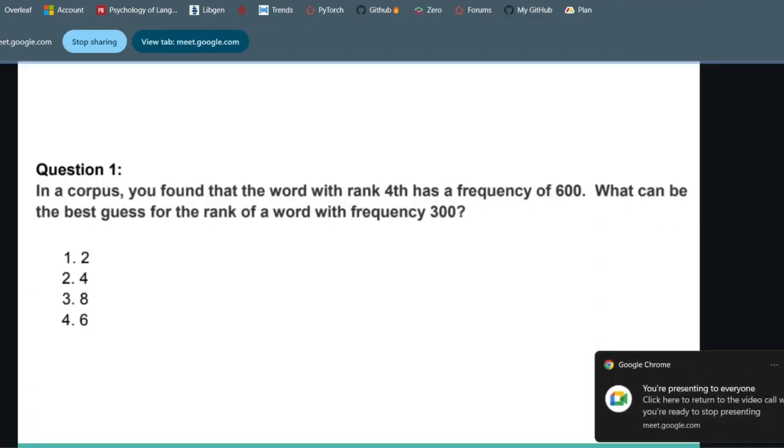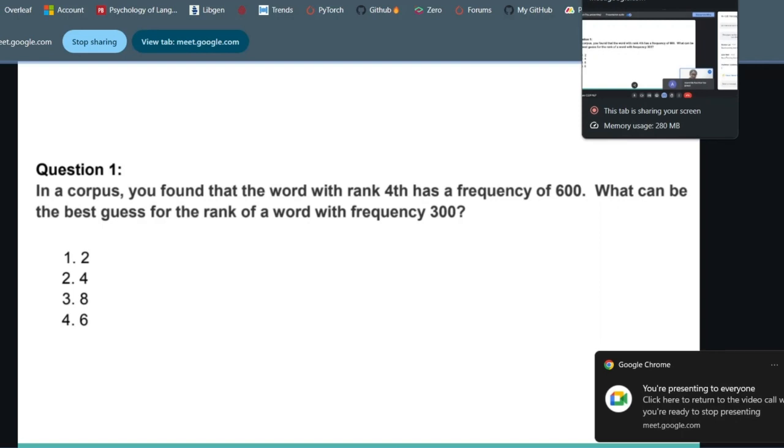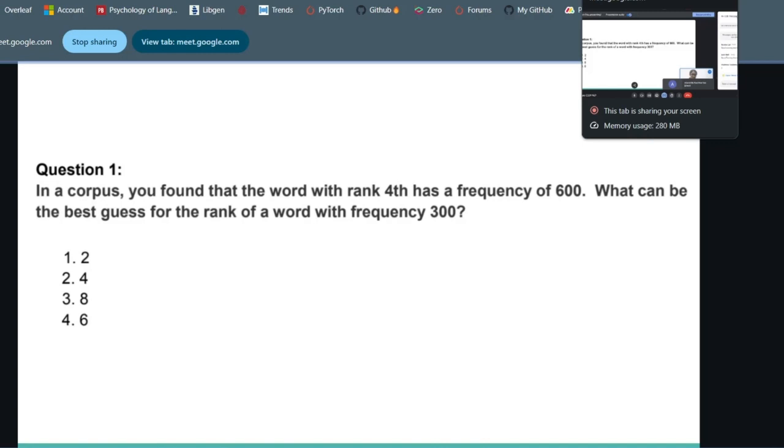Is it eight? Yes, it's correct. What are the principles that you used in solving the problem? The frequency 600 has rank only 4, so 300 is half of it, maybe. So the rank doubles. Okay, yes, it's correct.